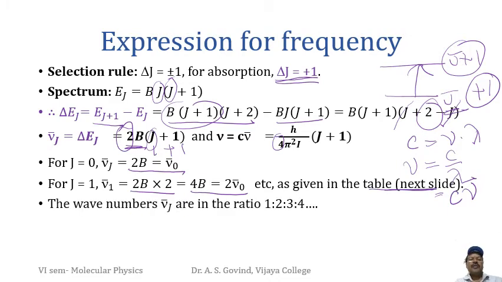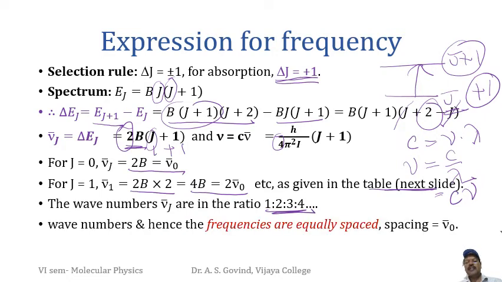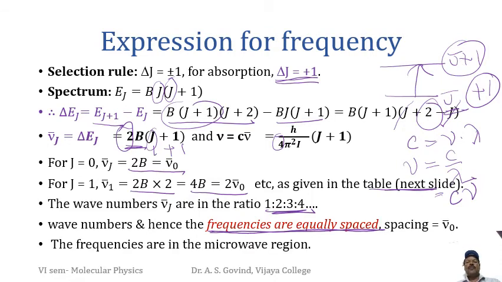So now you can see that you are getting nu bar 0, nu bar 1 like that, in 1, 2, 3, 4 ratio. That is important thing to remember. So wave numbers and hence the frequencies are equally spaced. Energies are not equally spaced, but the frequencies are equally spaced, and the spacing is equal to nu bar naught. And these frequencies will be in the microwave region.